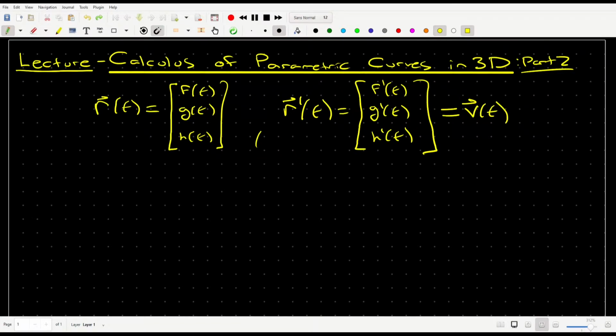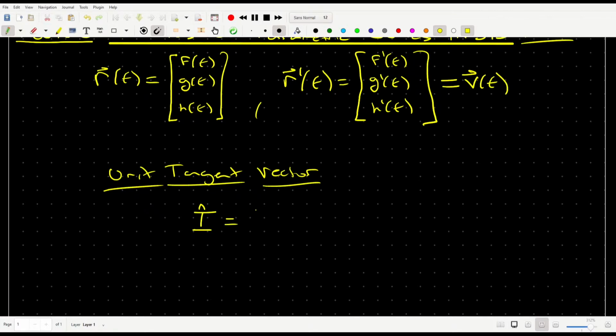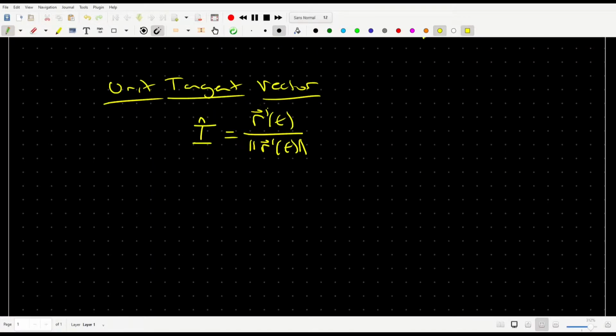So the nice idea here is that we also were able to define a unit tangent vector, which is the vector that points in the same direction as v, but has unit length. This is always going to be the vector r prime of t over the length of r prime of t. And the last thing we really talked about was the idea of arc length in 3D.